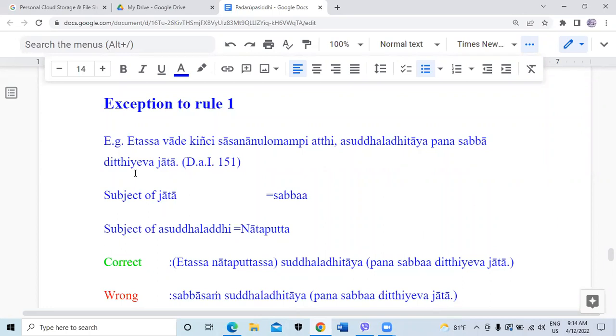Taddhitakaṇḍa. Sabha Diti. Sabha Diti was Jata.